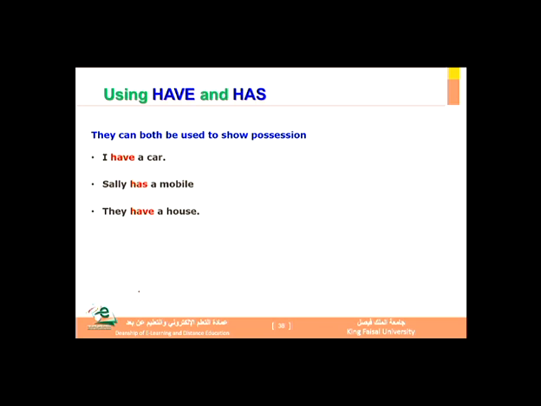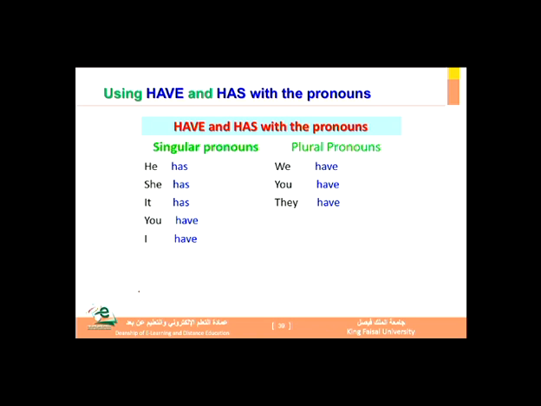Sally has a mobile. So she has a mobile. They have a house. So the verb have, or its other form has, basically indicates possession, that somebody possesses something or an object or whatever, as we are going to see later in this section. Now here are the examples showing us how the verb to have can have two forms.